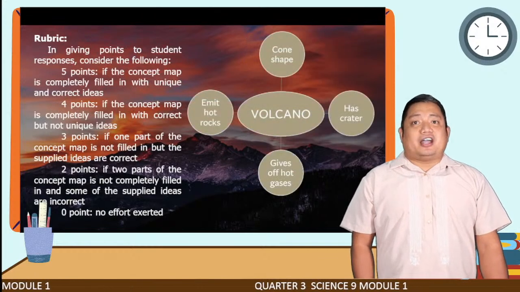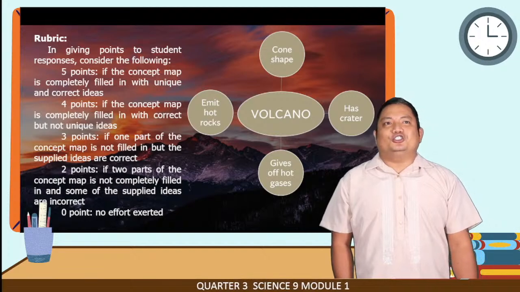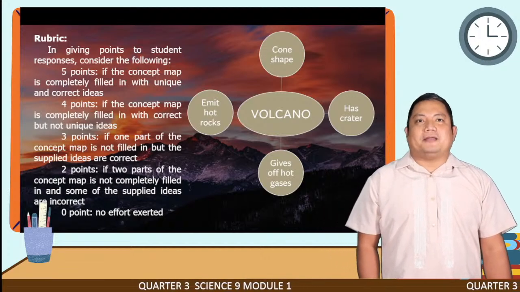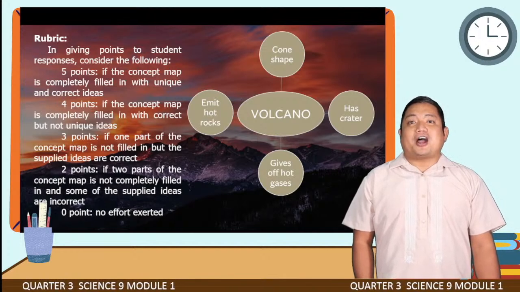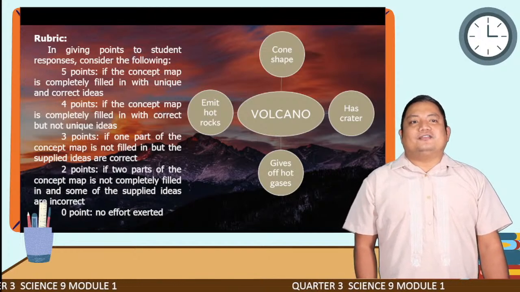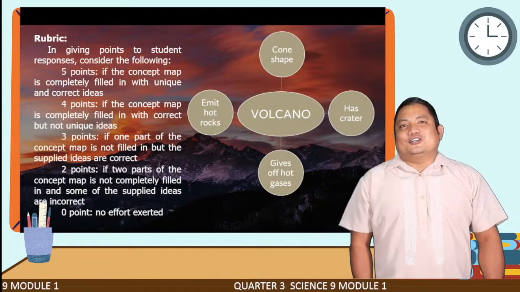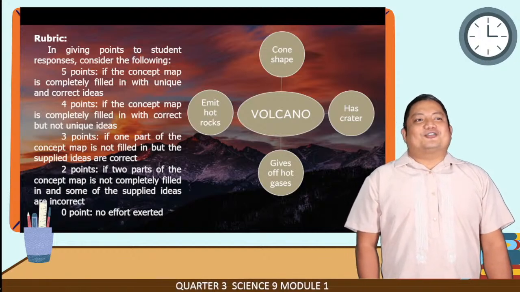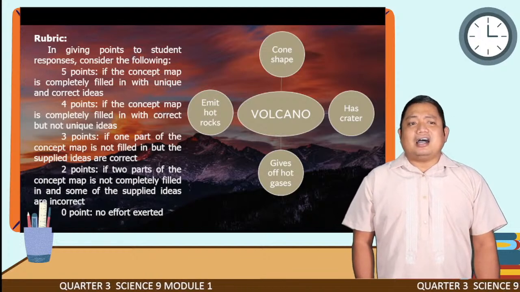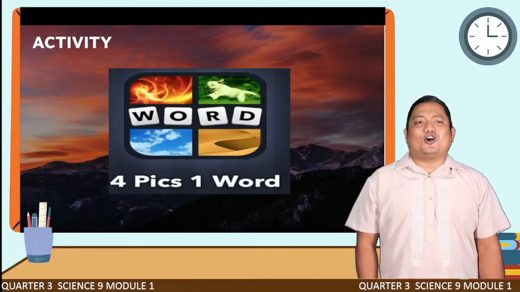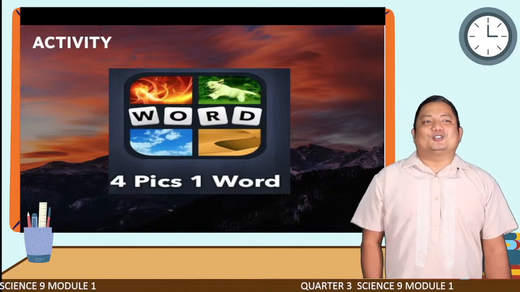Yes, that is right. Volcano is a cone shape, or has a cone shape. Also has a crater. It emits hot rocks and gives off hot gases. Great! Now you have already familiarized yourself with the concept about volcano. Our next activity is called Four Peaks, One Word.